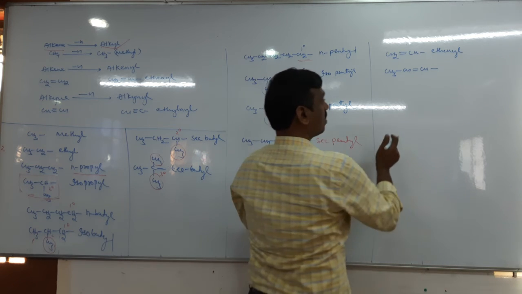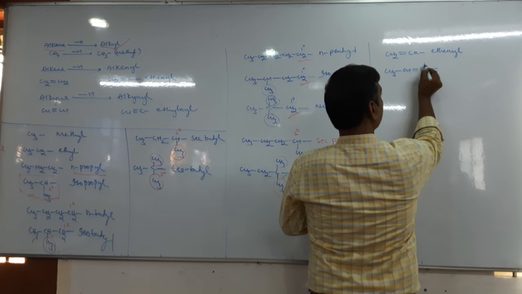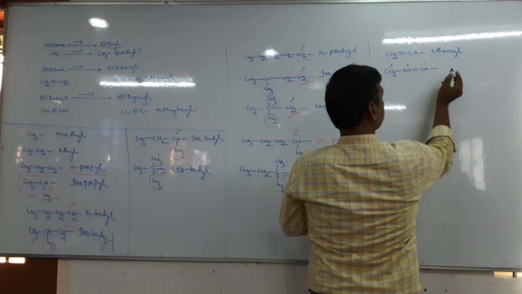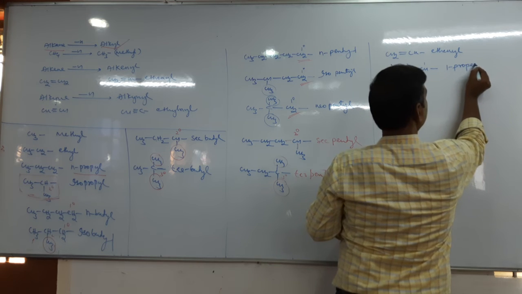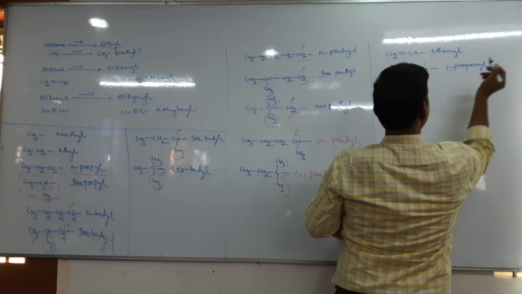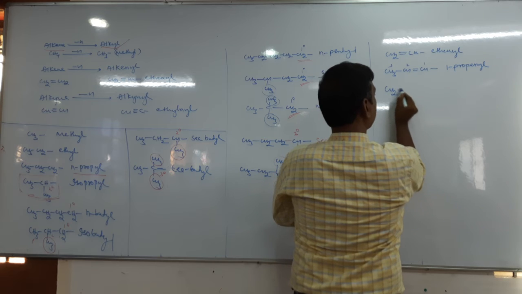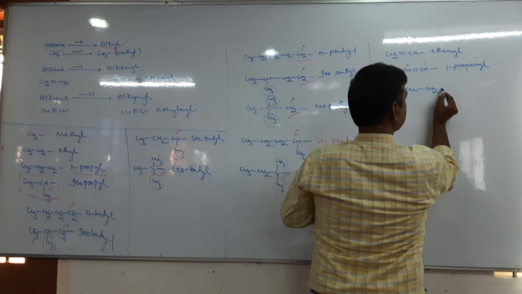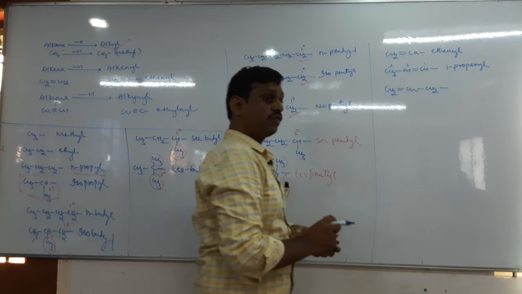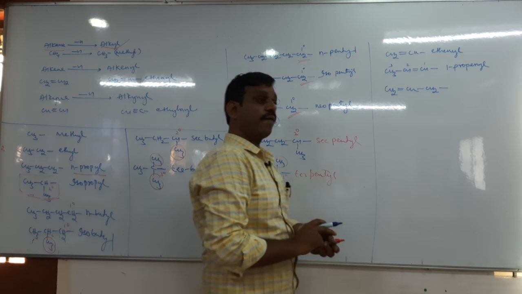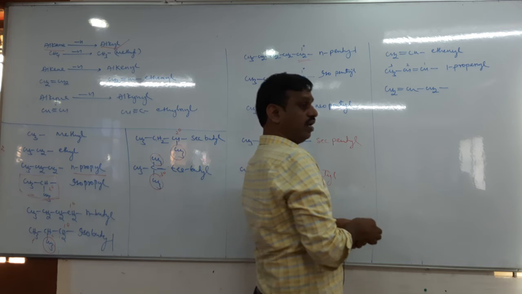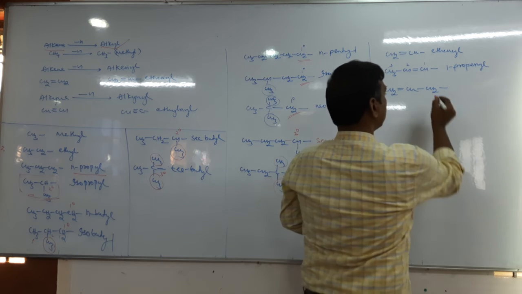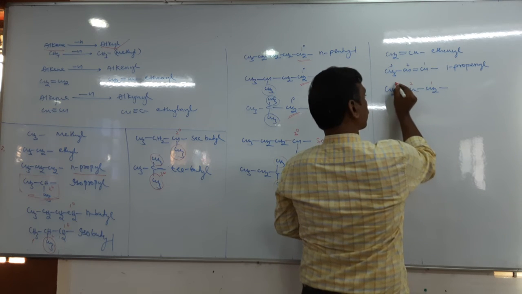Which propenyl? It is a 1 propenyl. 1, 2, 3. So right, it is a 1 propenyl. If it is CH2 double bond CH, CH2, it is which propenyl? 1 or 2? It is 2 propenyl. Why 1? Numbering should be here, no?